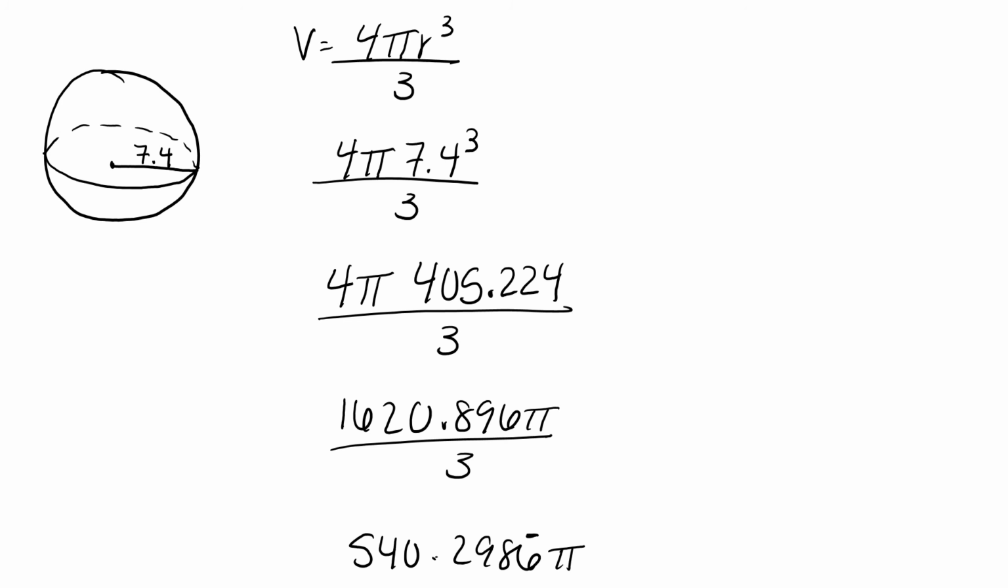Our last step being to follow the directions and multiply by 3.14 to get an answer of 1696.537183, on and on and on. The directions tell us to round to the nearest tenth. 5 is in the tenths place. The 3 tells us to round down. So our answer is going to stay 1696.5.